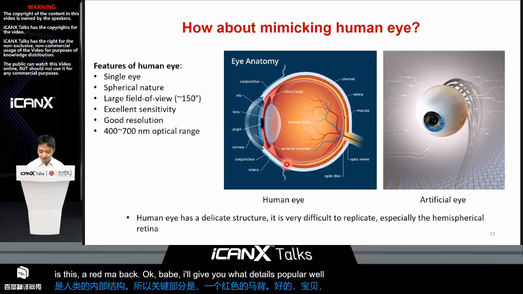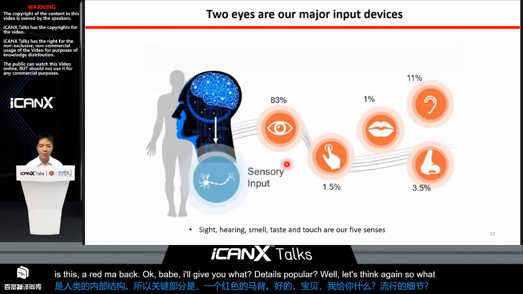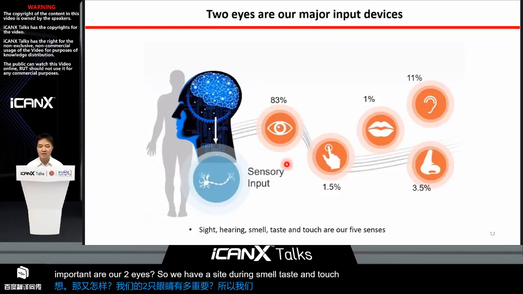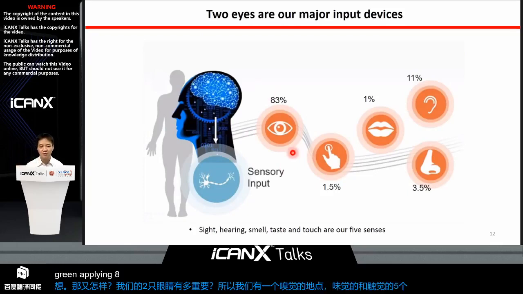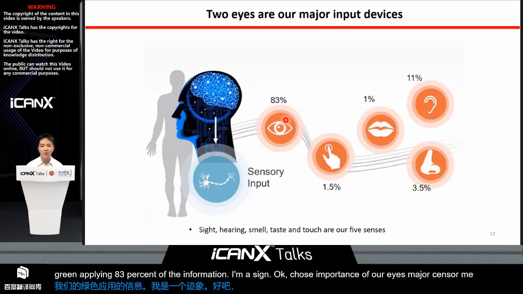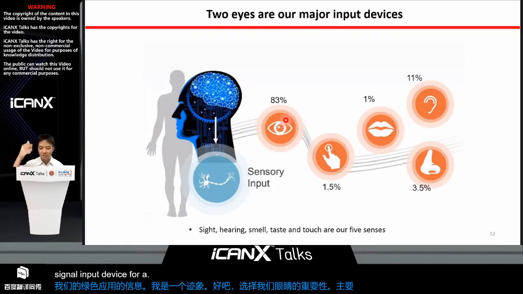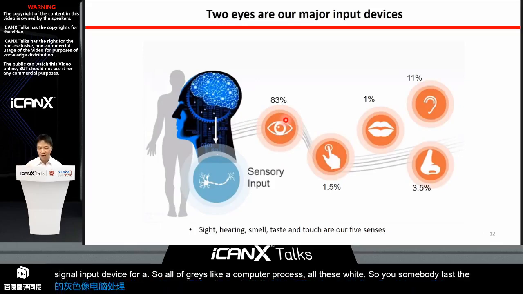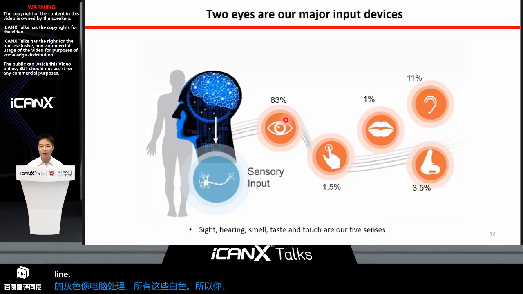Well, let's think again. How important are our two eyes? We have sight, hearing, smell, taste, and touch, five different senses. And among them, our brain acquires 83% of the information from our sight. That shows the importance of our eyes, the major sensor, the major signal input device for our brain. Our brain is like a computer processing all these signals, right? So if somebody loses vision, becomes blind or half blind, it will be a very, very painful experience. So what can we use?